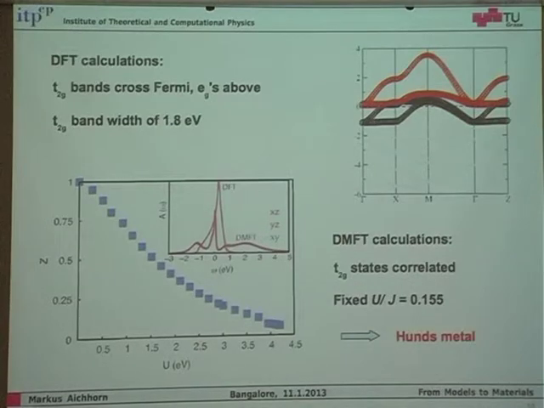It should be J over U, otherwise it doesn't make any sense. Yeah, it would be really small. No, it's J over U, yeah, you're right. I give you the number on the next slide then. So it's J over U, you're right.